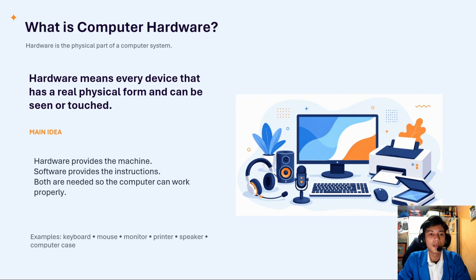Next, first, let's talk about hardware. Hardware is the physical parts of a computer system. It means hardware is anything in a computer that we can see and touch. Examples include keyboard, mouse, monitor, printer, speaker, and computer case. Hardware needs software to give instructions.